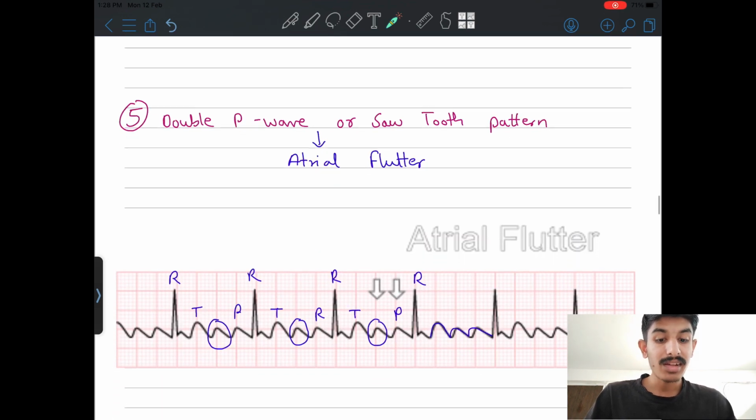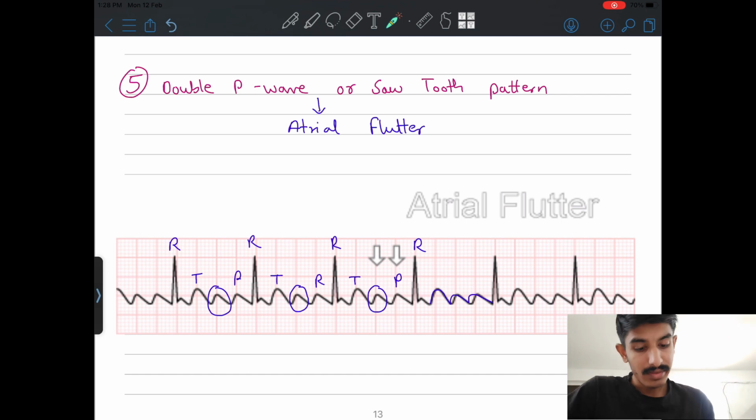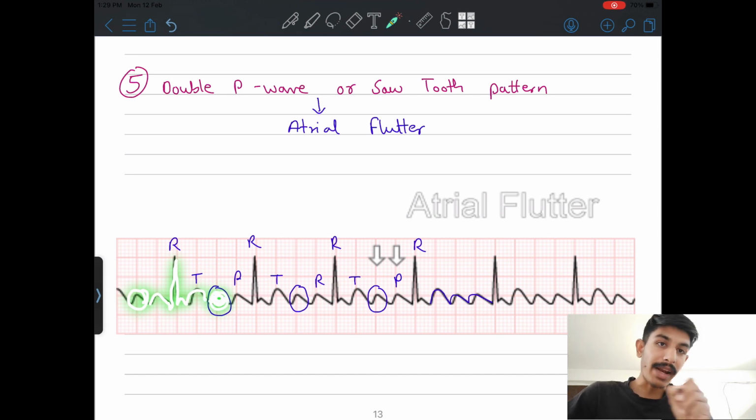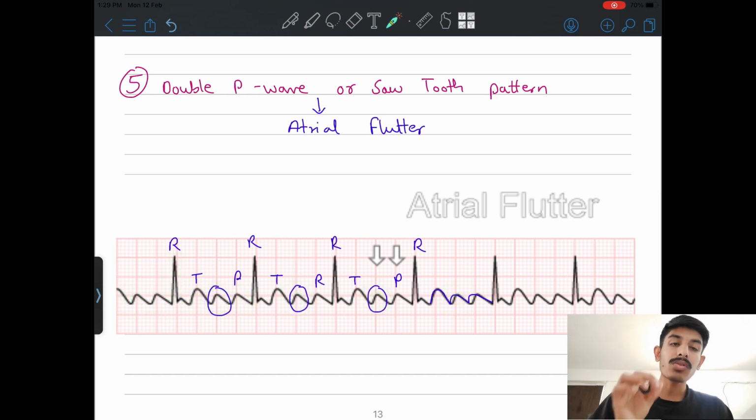So the next part is double P wave or sawtooth appearance. Just look at this graph. So this is your P wave, Q, R, S and T. But you can see here one more piece comes in after T. This must not come. Here a little bit of flatness comes, then the P wave comes. But here the second graph is coming. Look, again P wave, double P waves are coming. So they are known as sawtooth appearance.